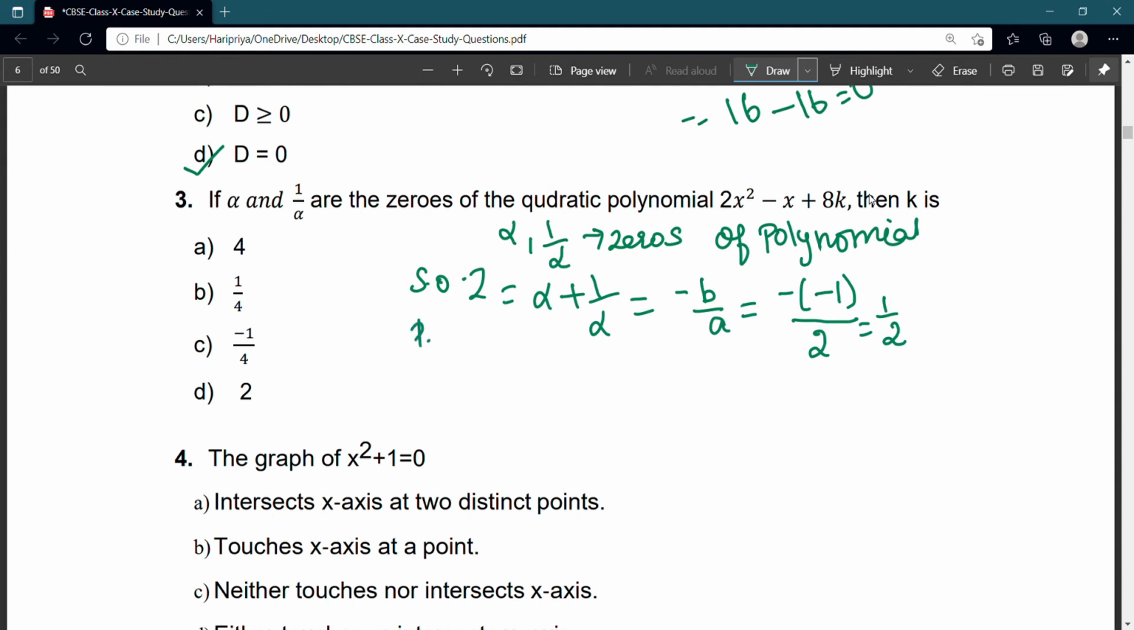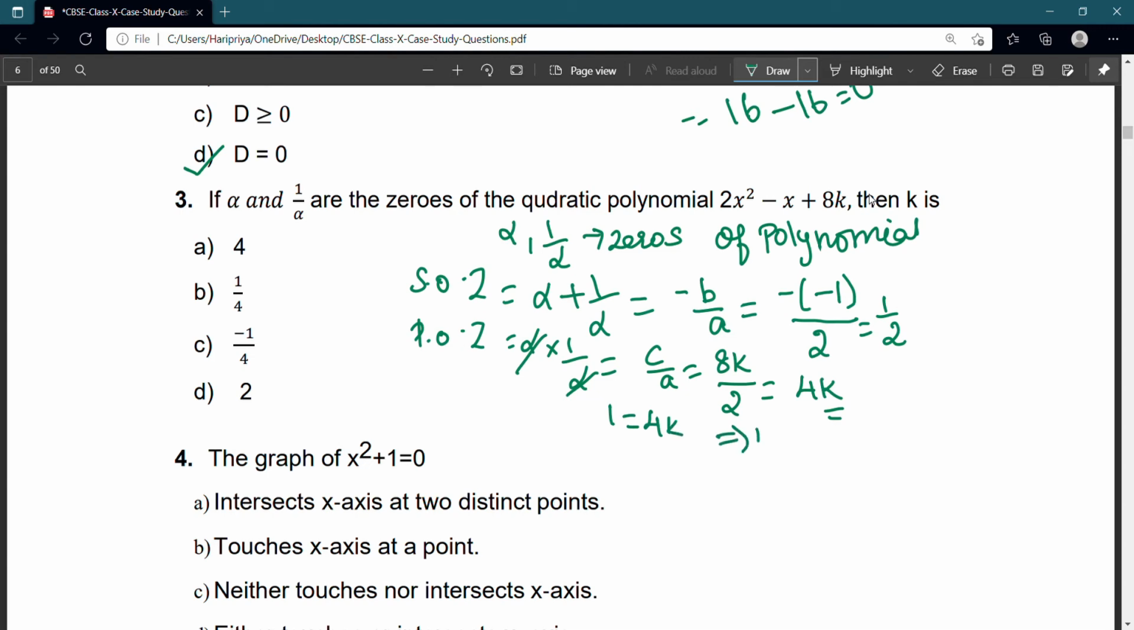Then the product of zeros: alpha into 1 by alpha equals c by a. c is nothing but 8k divided by a, which is 2. So that is 4k. We have to find the value of k, so we're going to take the product of zeros, not the sum of zeros. Why are we not taking the sum? Here there is no k in it already, it is a constant term. So we're going to take this product of zeros. If you cancel alpha and alpha, it is 1. So 1 equals 4k.